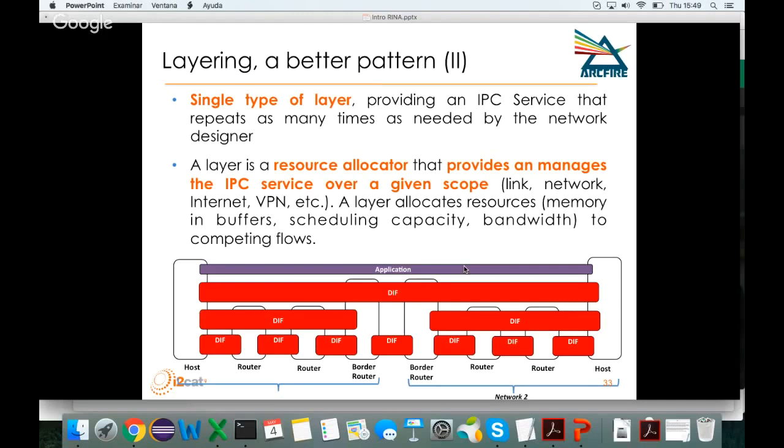What this DIF does is allocate resources and manage the IPC services over a given scope. It can be a link, like here, it can be a network, it can be an internet, it can be a VPN, and so on. So what the layer does is to allocate resources, memory buffers, scheduling capacity, bandwidth, to the flows that this layer provides, which are competing for these resources. So the layer has policies to be able to allocate this capacity to different flows based on different requirements, for example, different QoS and so on.